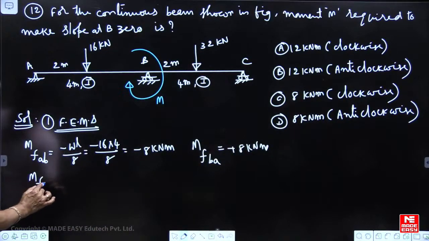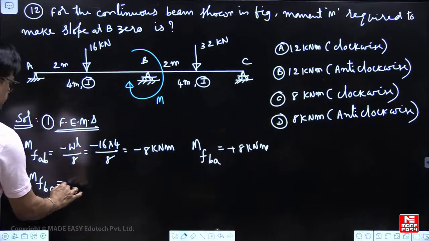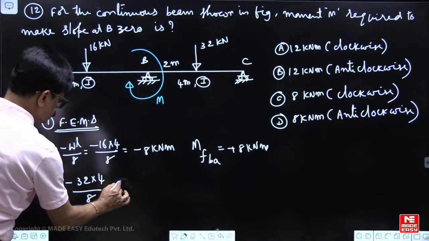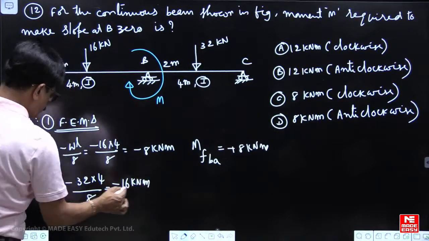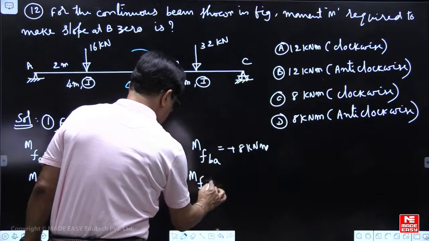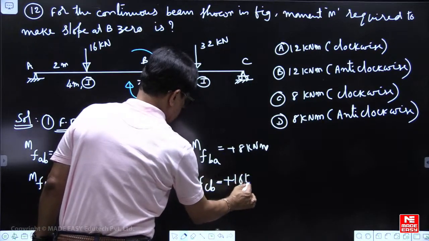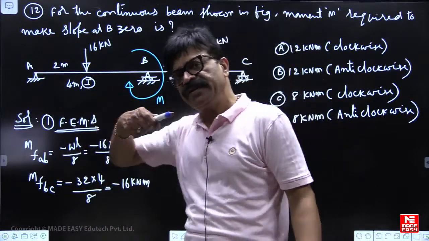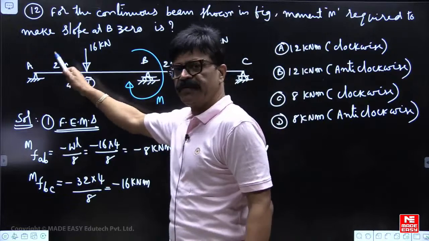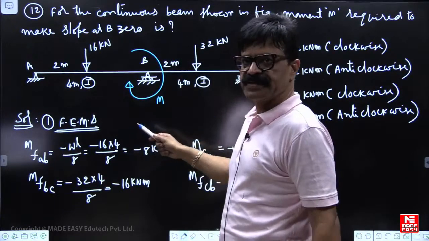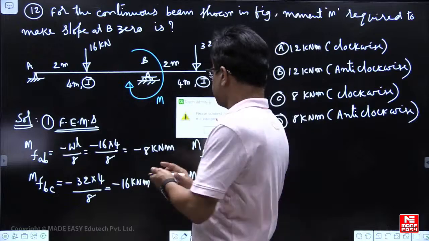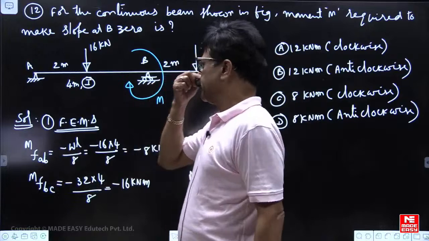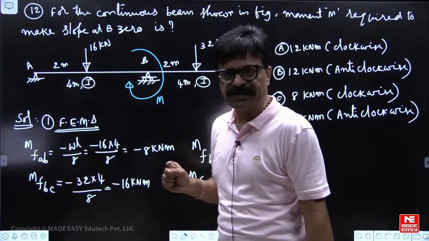Similarly, MFBC minus 16. These are the moments necessary to make slope 0 at all joints. To make slope 0 at A, B, C means these are the moments. Next, but we don't want slope to be 0 at A and C. So we release them. So to release them, we must know the distribution factors.